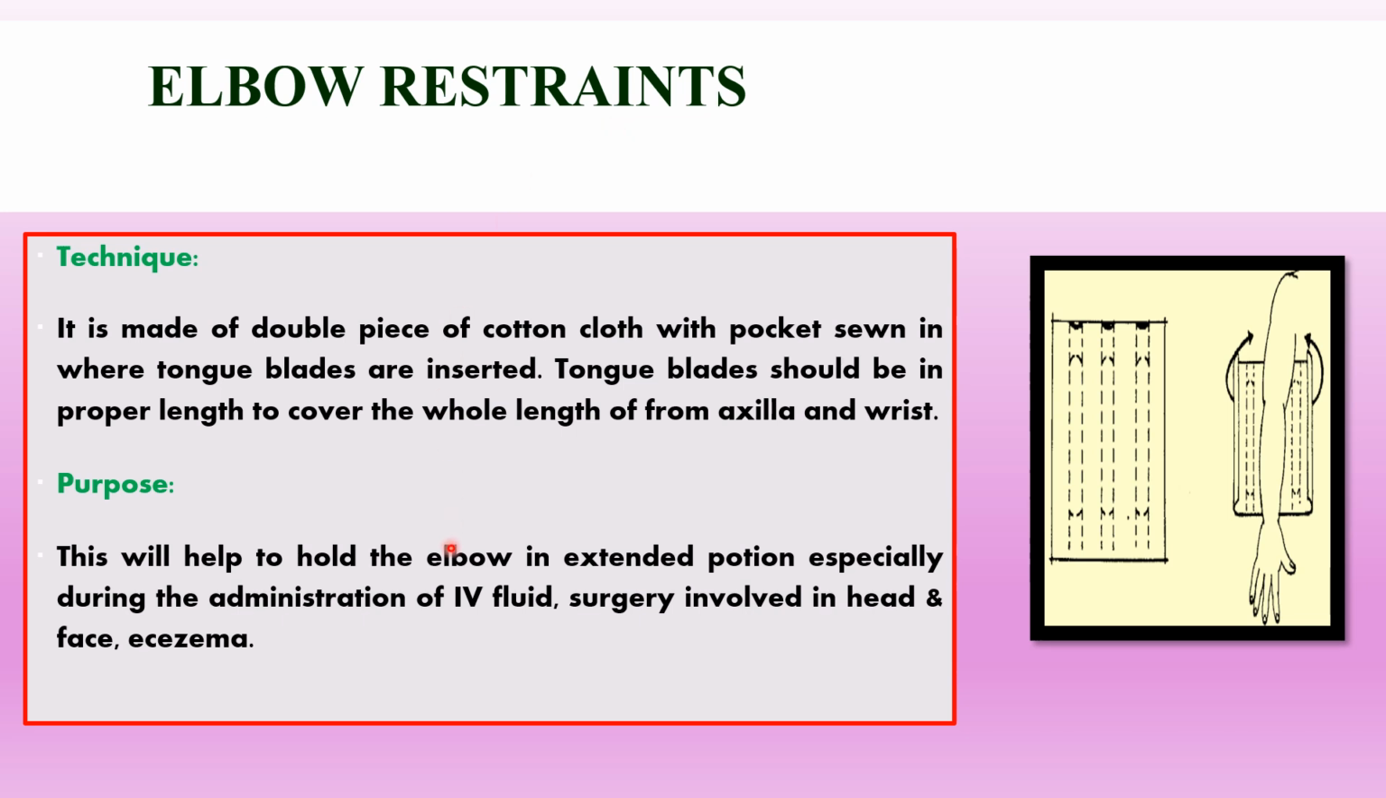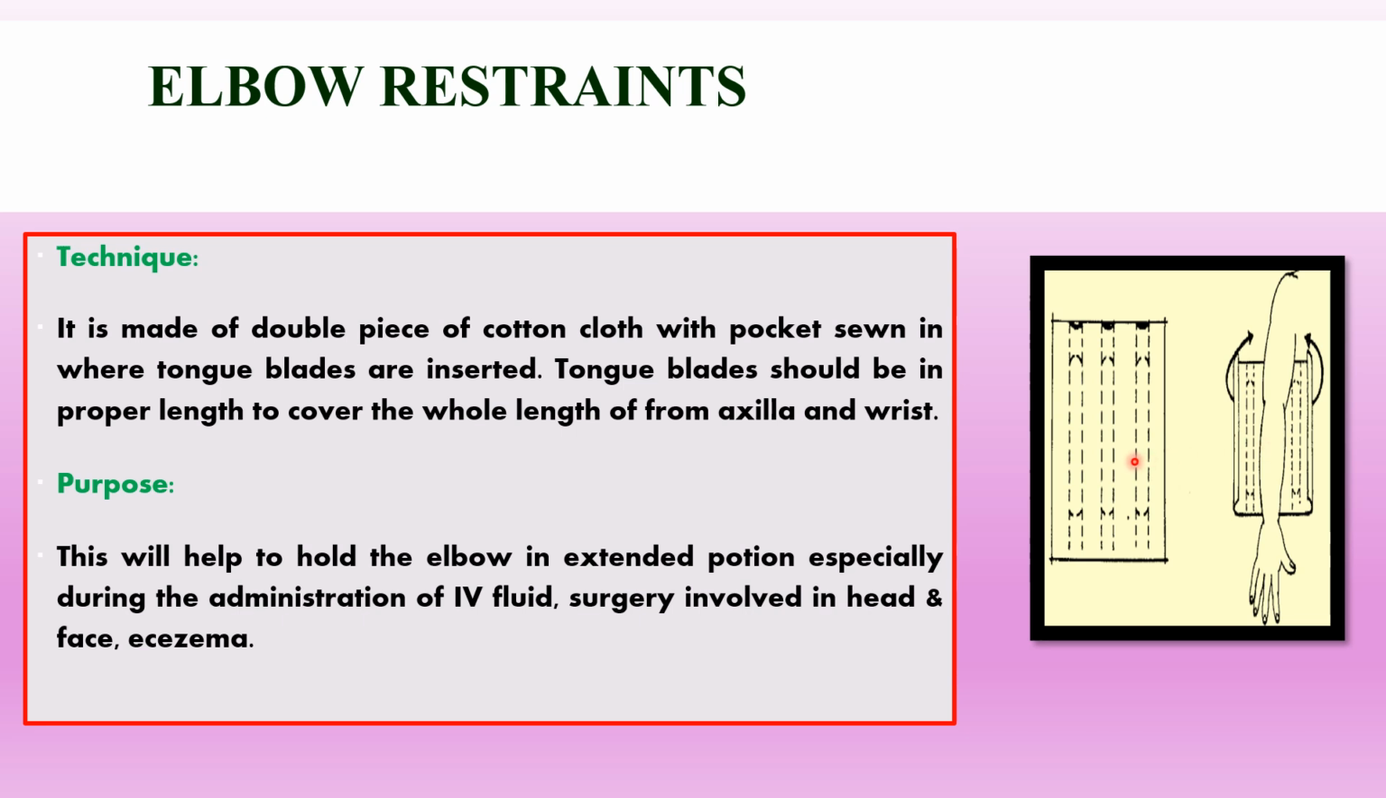To make the elbow restraints, we have to take two pieces of cotton cloth that should be kept on each other. After keeping that, we can make a parallel stitching like this. This is the parallel stitching. Once the parallel stitching is made, we can insert the tongue blade, otherwise any wooden blade. Once the wooden blade is inserted, if you want, we can close the pocket also if it is needed. Then we can also stitch two side ties.